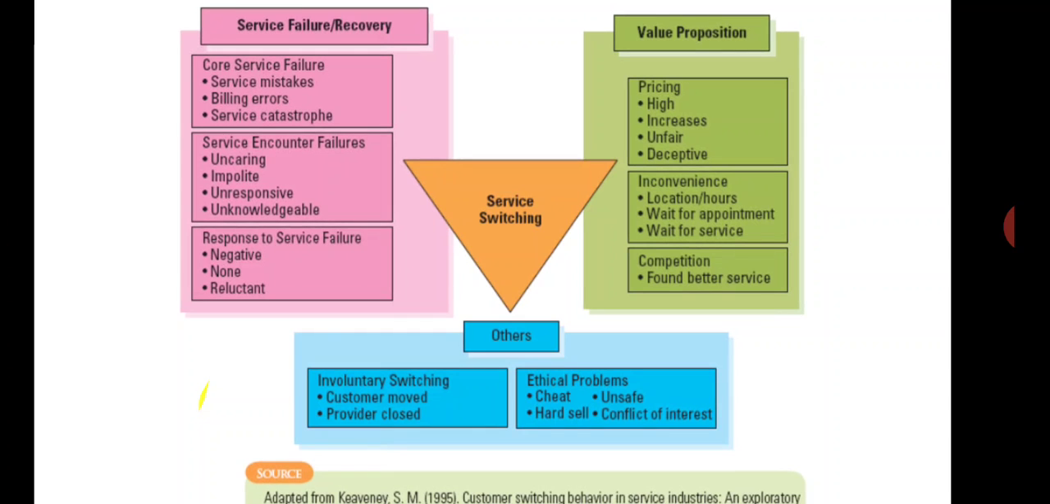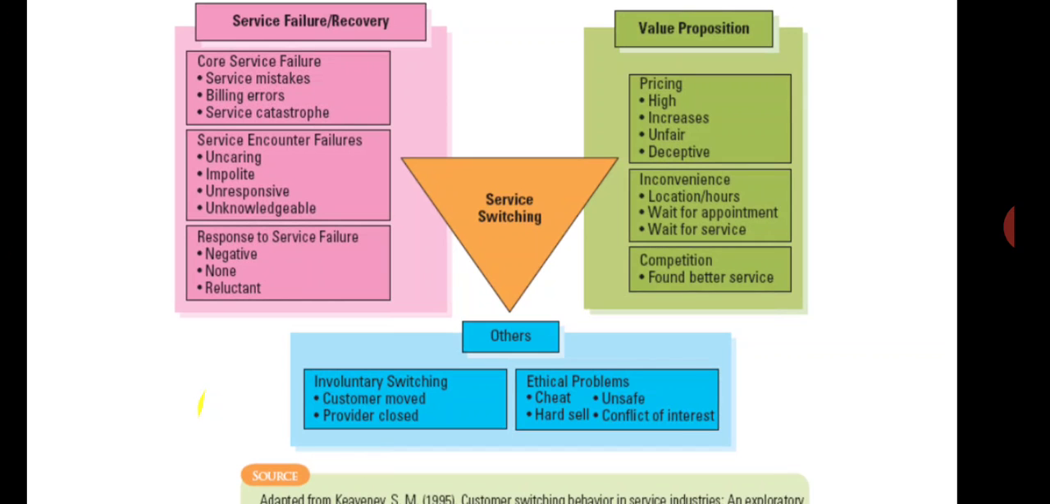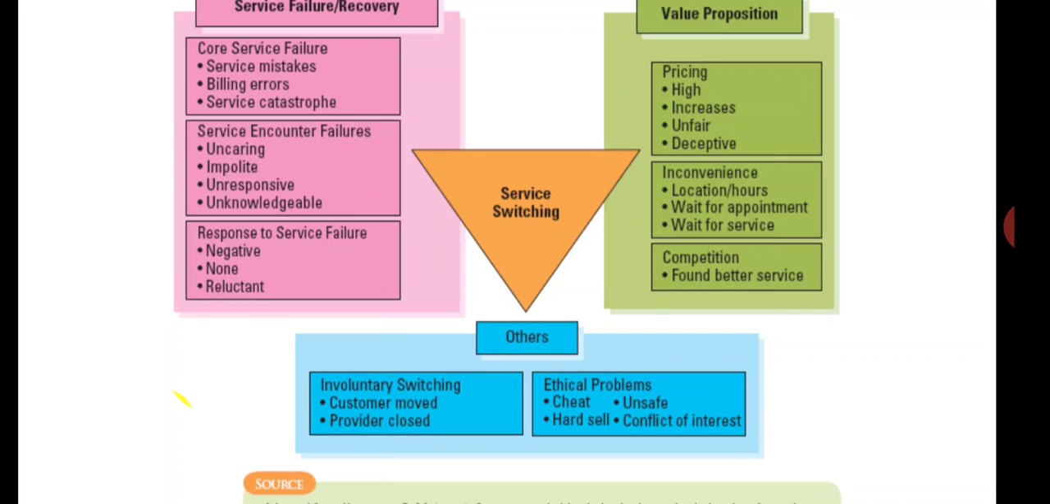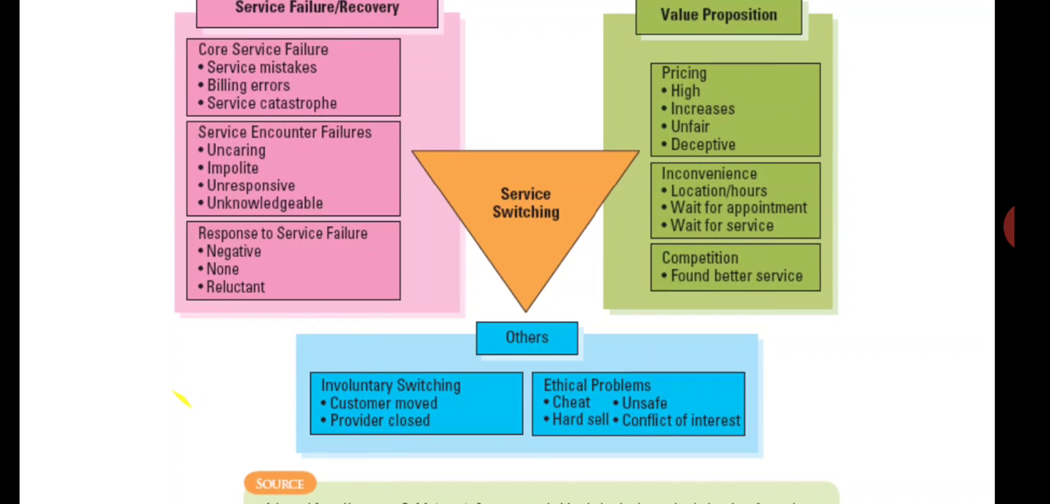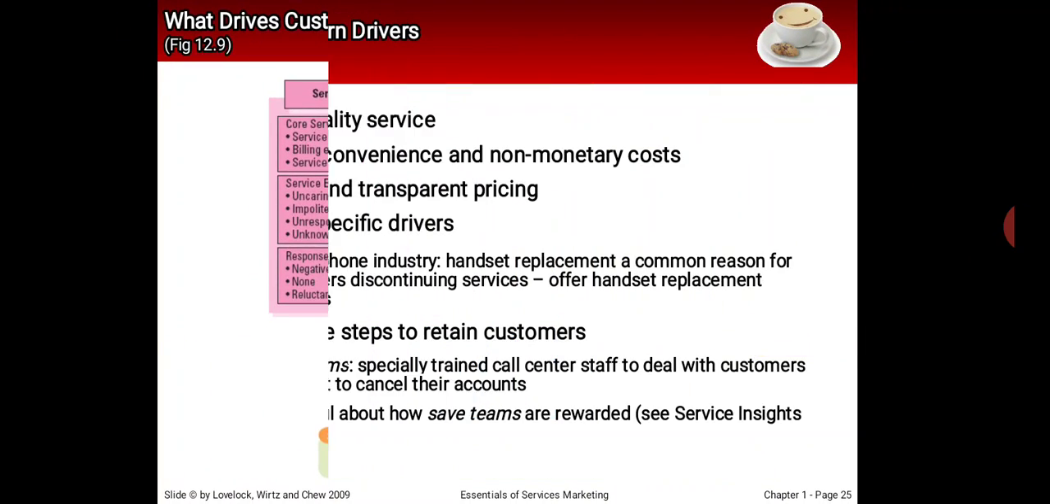Service failure and recovery, that includes core service failure, service mistake, billing error, service catastrophe. A service encounter failure, that includes uncaring, impolite, unresponsive, unacknowledged. Response to service failure, that includes negative, none, and reluctant. Other reasons include involuntary switching, customer move, or provider close. It also happens many times. Ethical problems include cheating and unsafe, hard sell, conflict of interest. So these are the reasons for service switching.